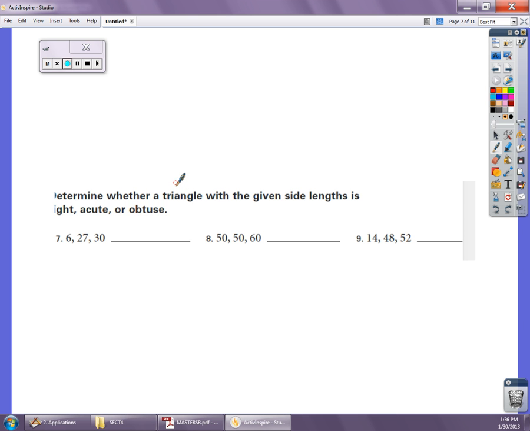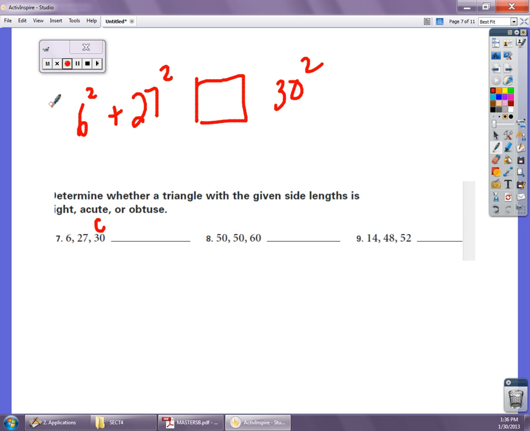And actually, in the problem, it asks you if it was just a right triangle. So you do it the same way. The C is always the biggest side. So I'm going to square the two smaller legs and see how they compare to C squared, which is 30 squared. So 6 squared is 36. 27 squared is 729. So 729 plus 36, you get 765. 30 squared is 900. So we know it's not a right triangle because they would be equal.